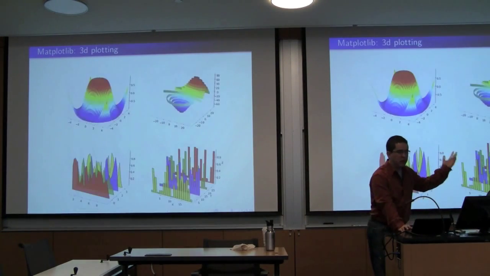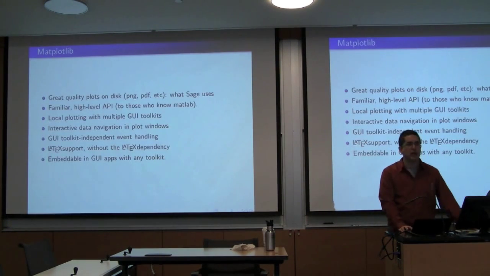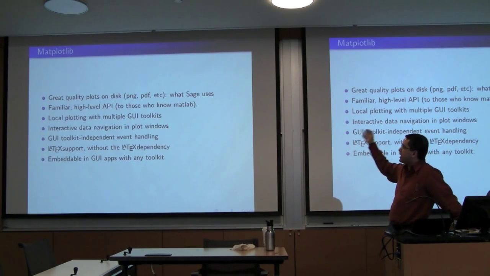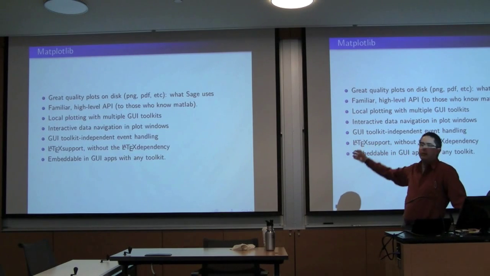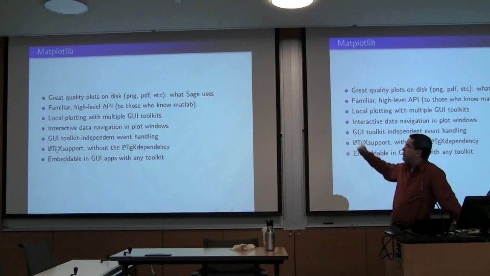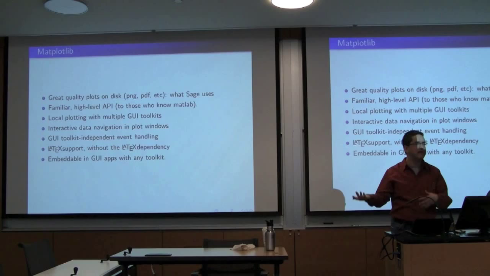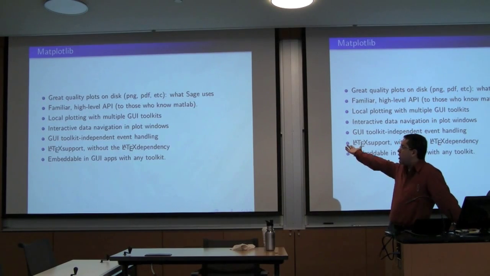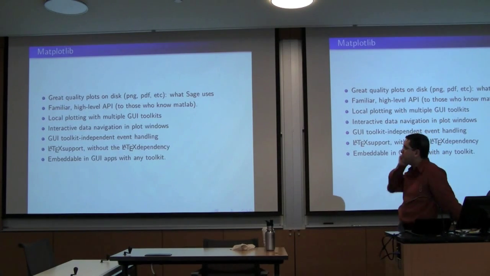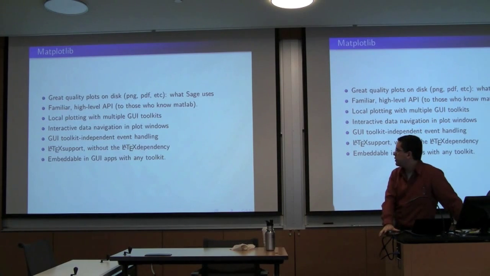Some other tools: you're familiar with Matplotlib. I'm going to stop with IPython. It does 2D, it does 3D plotting. It's beautiful. You've all seen Matplotlib plots. One important point to keep in mind is that Matplotlib, in addition to great quality images that Sage uses, and having a familiar high-level API, is a library that is very rich in the ways in which it can be used. You can plot with all the GUI toolkits. The GUI windows have interactive support for navigation, zooming and panning. They have event handling that is independent of the GUI toolkit.